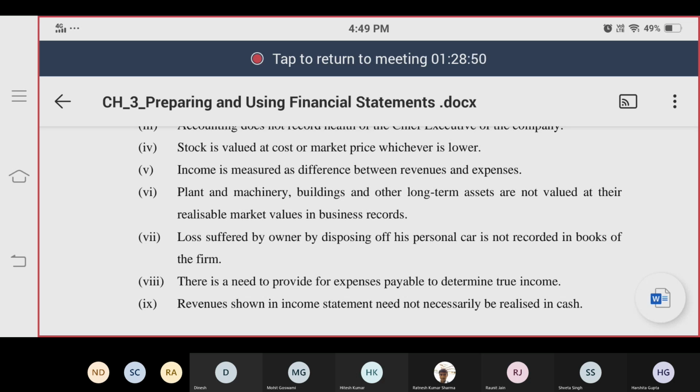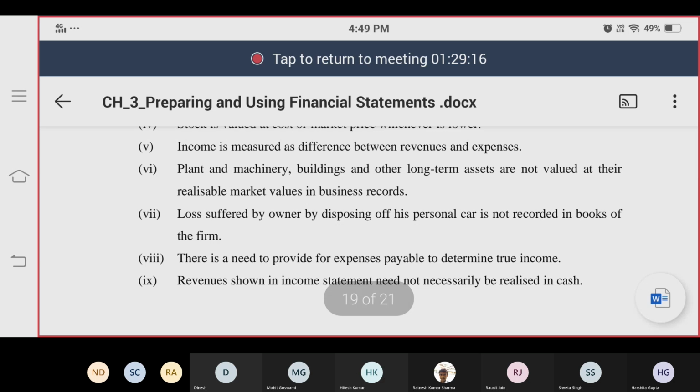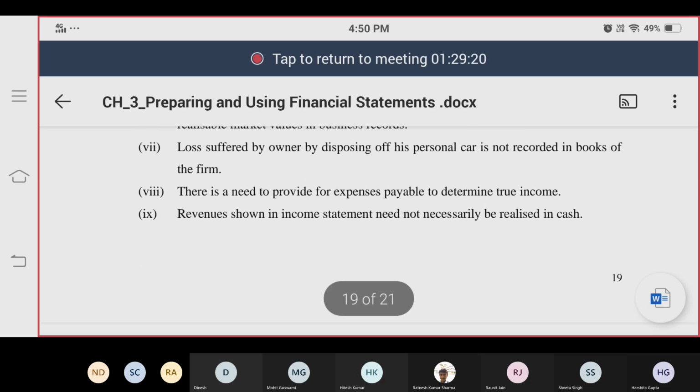Okay. Loss suffered by owner by disposing of his personal car is not recorded in the books of the firm because of the separate entity concept. Whatever the owner is doing, that is his business. The company will only record the transactions which are relevant to the company. Okay. There is a need to provide for expenses payable to determine true income. This is called again the conservative principle. Okay. Harshita, can you show me the names of the principles that they are?